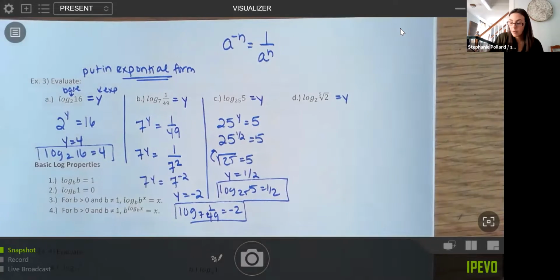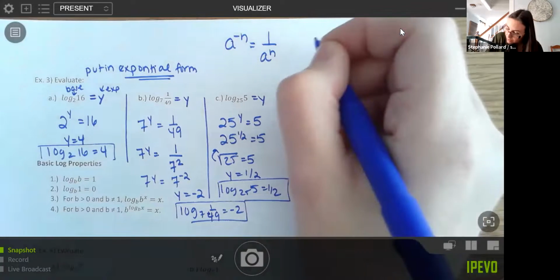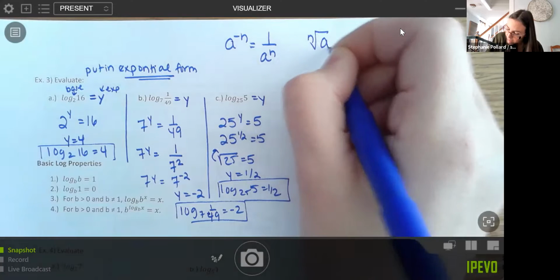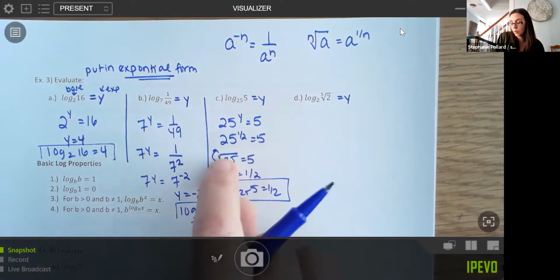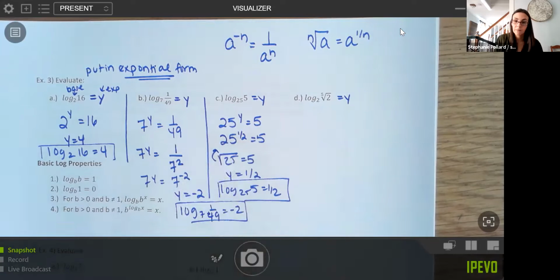So again, another thing to remember is that when you have an nth root, this is a to the 1 over n. So if I have a square root, that square means 2, so it's 1/2 for my exponent.